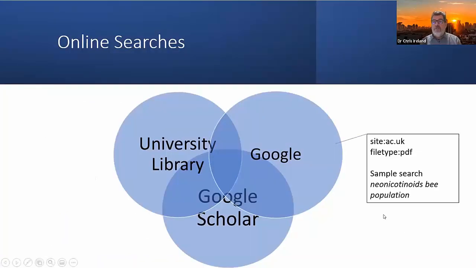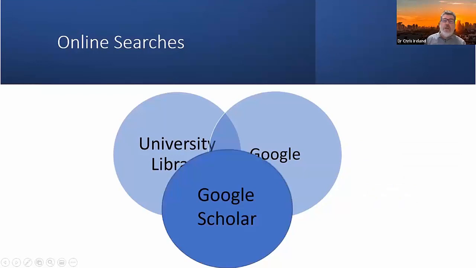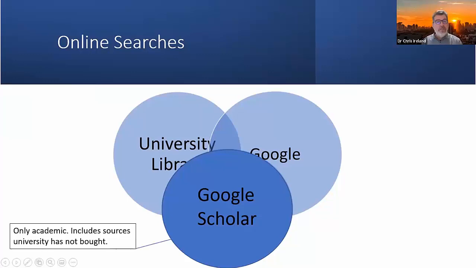Okay, so I've done a sample search, and we'll now move on to where I think you should be doing most of your searching, and that's in Google Scholar, because most of the electronic academic material that you're going to find from your library and from Google, you will be able to find in Google Scholar. So it's only academic. As I said before, your university library has a lot of non-academic stuff that you're going to find really useful. But as far as academic stuff, Google Scholar is a really good place to start.